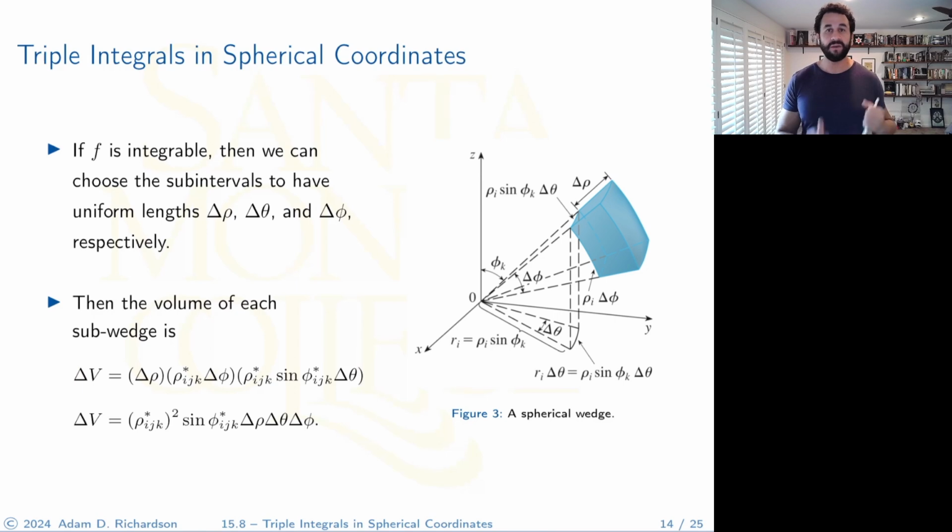Now, if our function f is integrable, looking ahead a little bit, then we can just choose the subintervals to have uniform lengths. So instead of indexing them by the particular subinterval, we can just say all of the subintervals have lengths delta rho, delta theta, and delta phi, respectively. Just keep everything uniform. And then the volume of each one of these subwedges is going to be given by this right here. So this is just computing the volume of each one of those. Now, simplifying this a little bit and shuffling things around, we get that the volume of each one of these subwedges is going to be rho squared sine phi, and then all the deltas right out here.